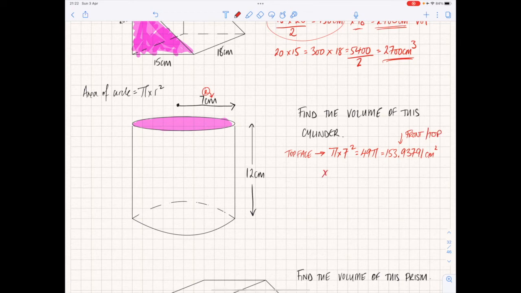And remember, then you take that answer, 153.93791, and you times that by the height or the depth in this case, which is 12, and we'd give our answer here being 1,847.25492, and this is obviously in centimetres cubed.